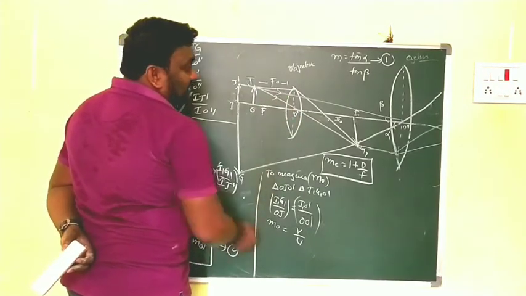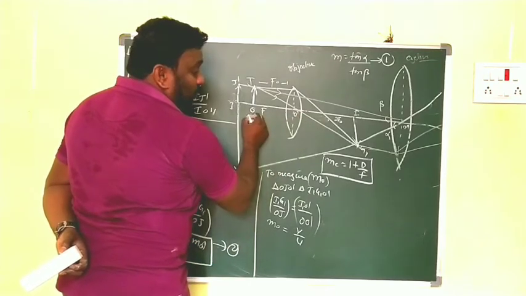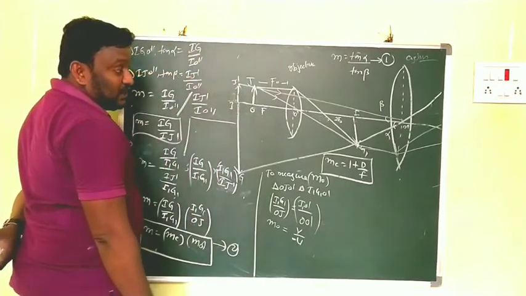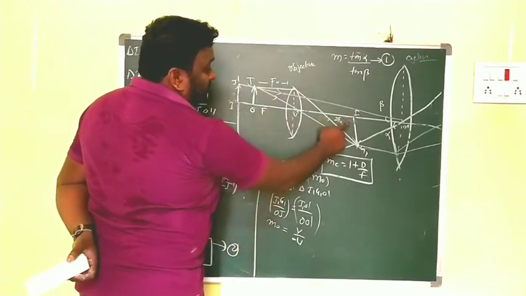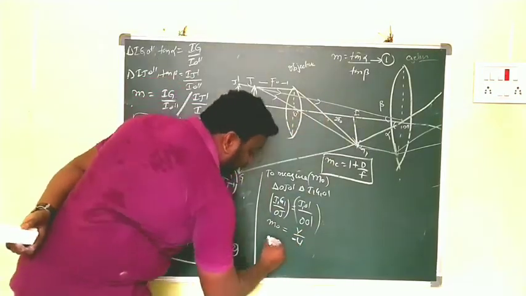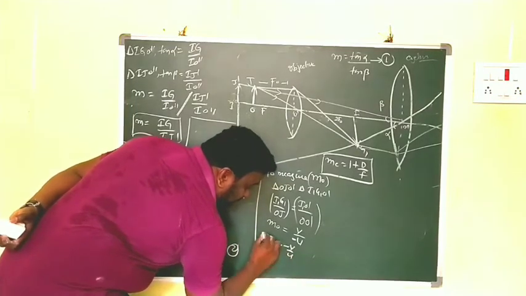This is the direction of incident rays, and we are going from O dash to O. That's why here U is negative. Then V is positive, because we are moving in the direction of the incident ray. Then M0 is equal to what? Minus V by U.